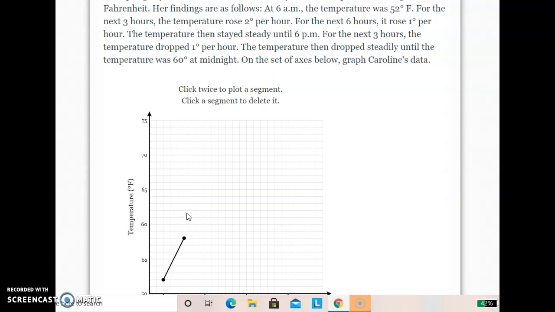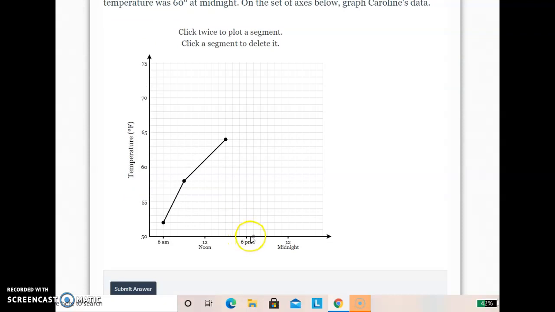For the next 6 hours, it rose 1 per hour, so just a change of 1. So from my starting point of where I was, I'm going to go up 1 per hour. So that's 1 hour, 2 hours, 3, 4, 5, 6. Oops, there we go. It then stayed the same, so stayed steady until 6 p.m. So I'm going to go down to that bottom. Here's my 6 p.m. mark, so I'm going to take that all the way up to where I need to go and just connect that segment.